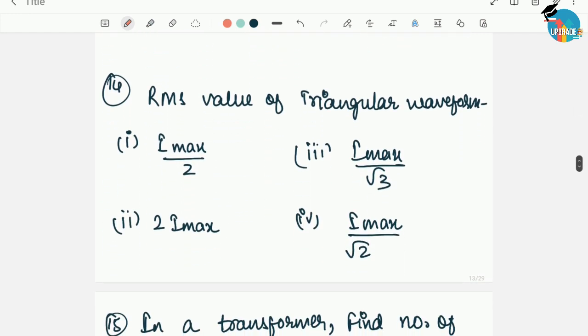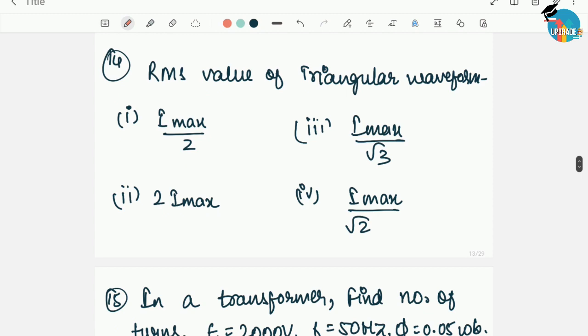The next question is the RMS value of a triangular waveform. Here it is not clear whether it is asking for the full wave or the half wave, so in this case we will only consider the full wave. The RMS value of the full wave triangular waveform is I maximum by √3. So the correct option is option C.